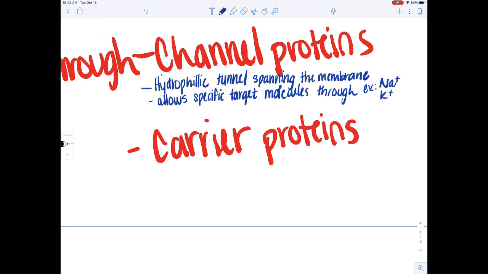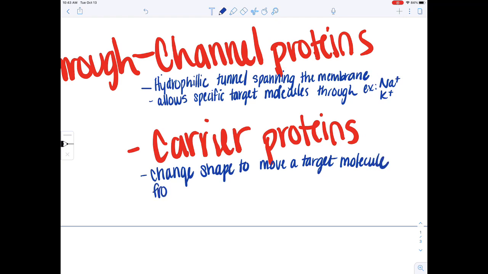Another way is our carrier proteins for our hydrophilic substances to go through. The difference between these is that these carrier proteins are going to change their shape in order to move the target molecules and kind of move them through the membrane from one side to another.